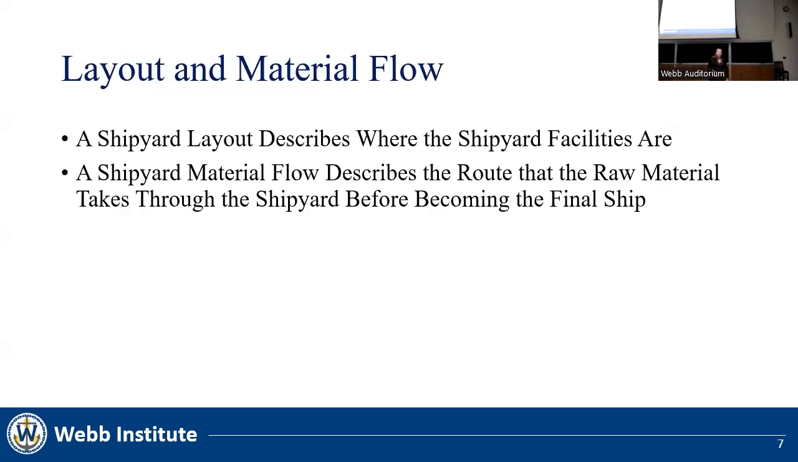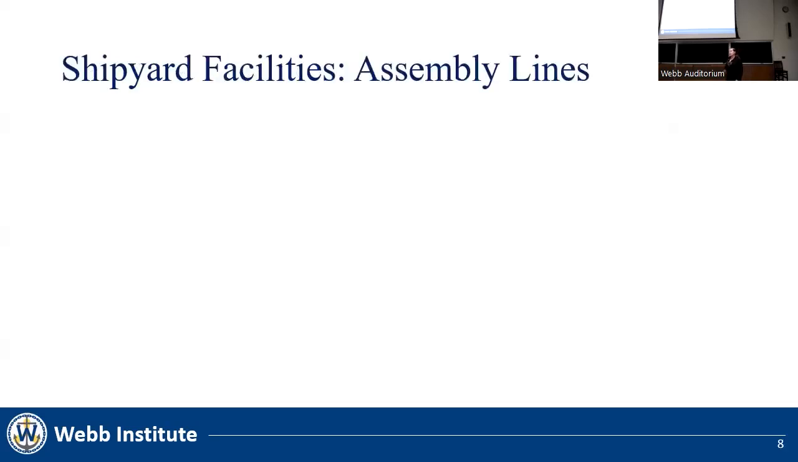A shipyard layout describes where the shipyard facilities are in relation to each other, whereas the shipyard material flow describes the route that the raw material takes on its journey to become the final ship. There are many shipyard facilities, starting with the assembly lines. The assembly lines are the backbone of ship construction, and without them, the ship would simply be a pile of steel, and unfortunately, piles of steel are not well known for their ability to float.